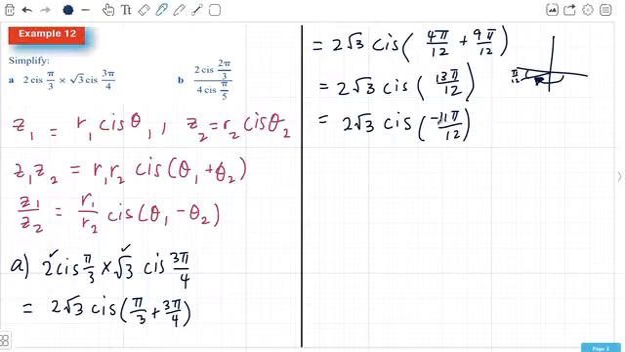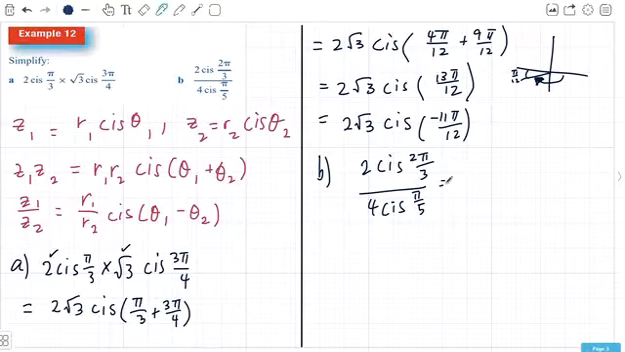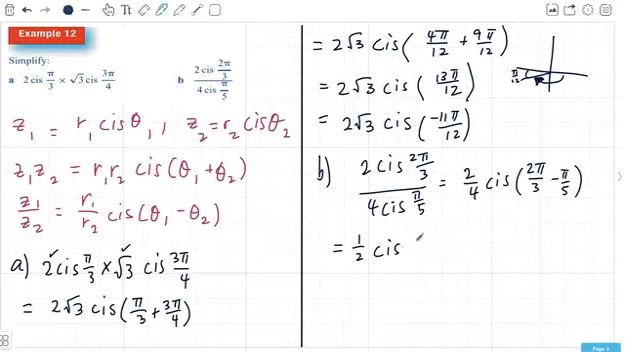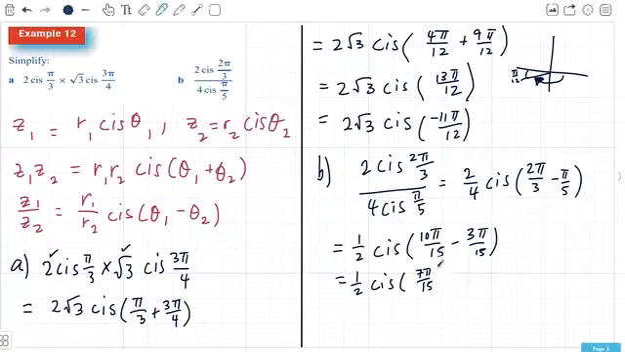Okay. For the next one, for B, it's already set up nicely for the division, one on top of the other, and it's already in cis form. So all we have to do is use our formulas. So we're going to have 2 divided by 4, cis, the top angle minus the bottom angle. Okay, and that would be a half cis over 15, so 10 pi on 15 minus 3 pi on 15, which is going to be cis of 7 pi on 15.